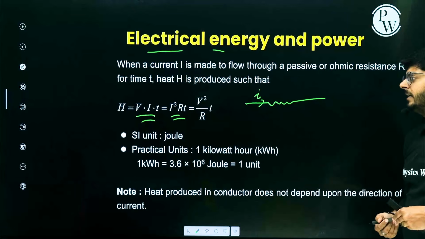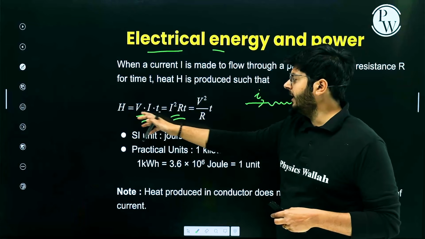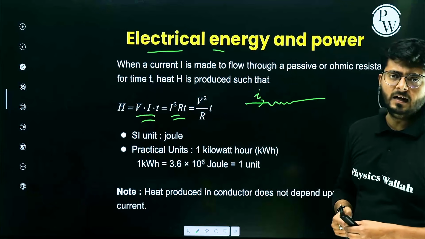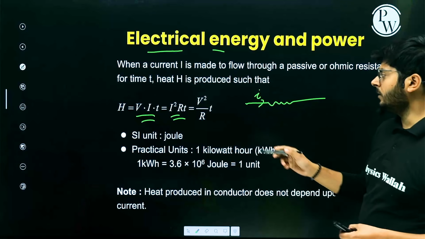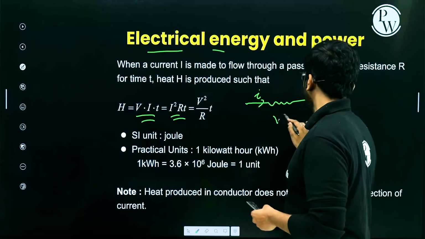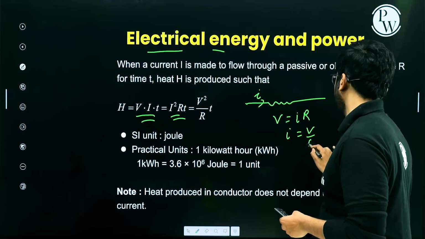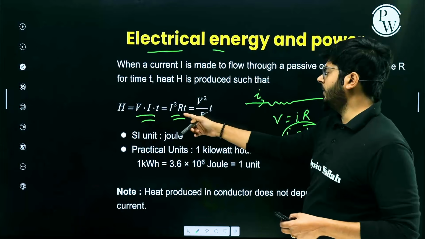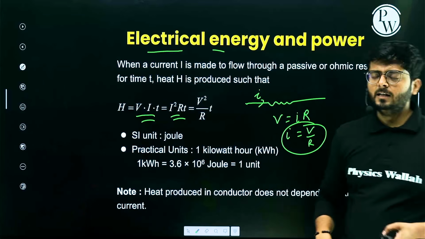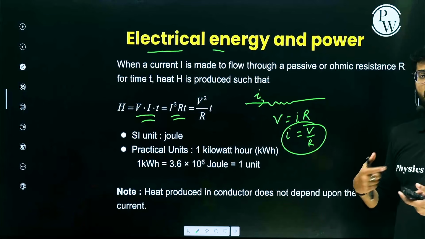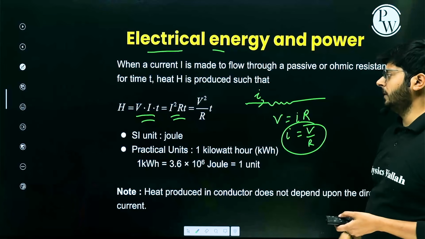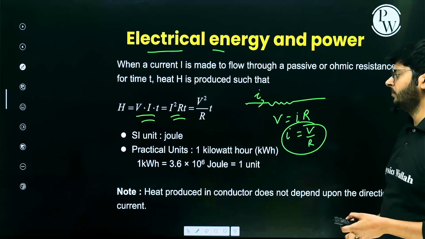I believe the idea is very clear. The value of heat created will be I square RT. So just put the value of I: V equals IR, so I is going to be V by R. Just put the values and you'll get the value of heat, or the energy that you have invested in this particular situation, V square by R into T.